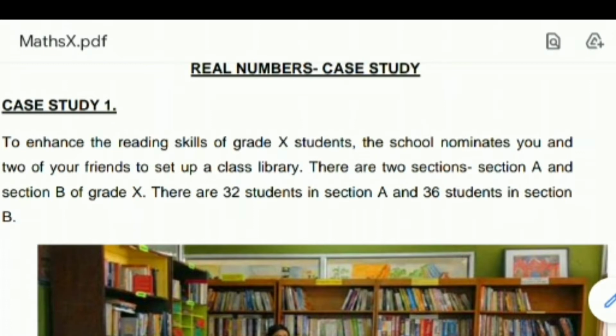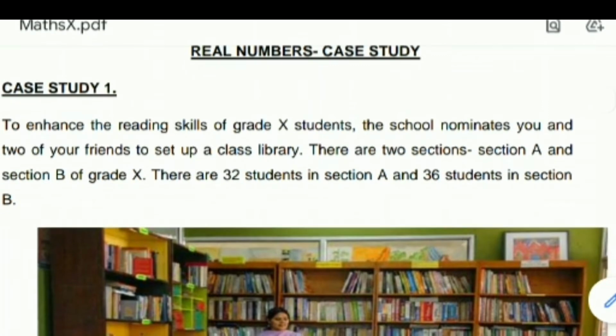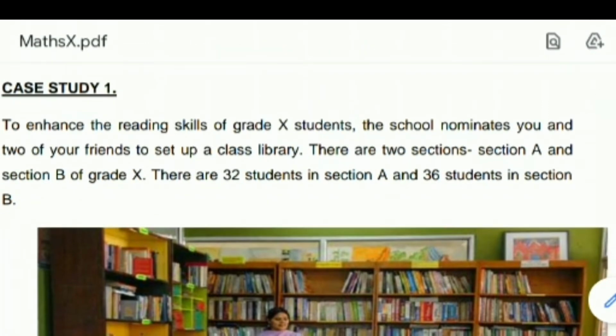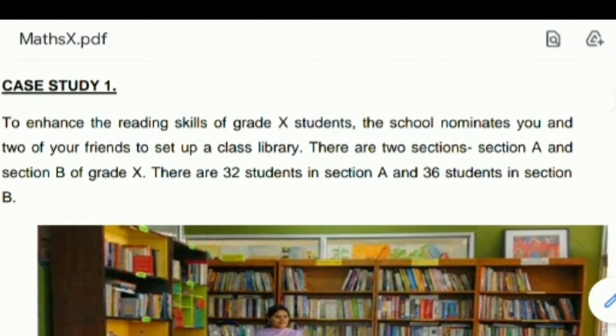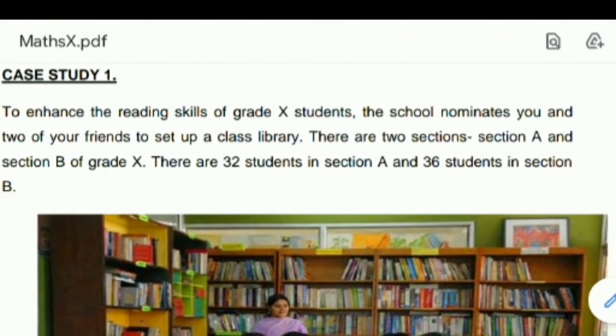So now first you need to understand the question. Read it 2-3 times so that you can get a better understanding of the question. Now let's see what the question tells. The question tells that you have to set up a library for your school. You have two friends with you and you have to set up a library. Now the important part is given in this line, that there are two sections A and B of grade 10 and there are 32 students in section A and 36 students in section B.